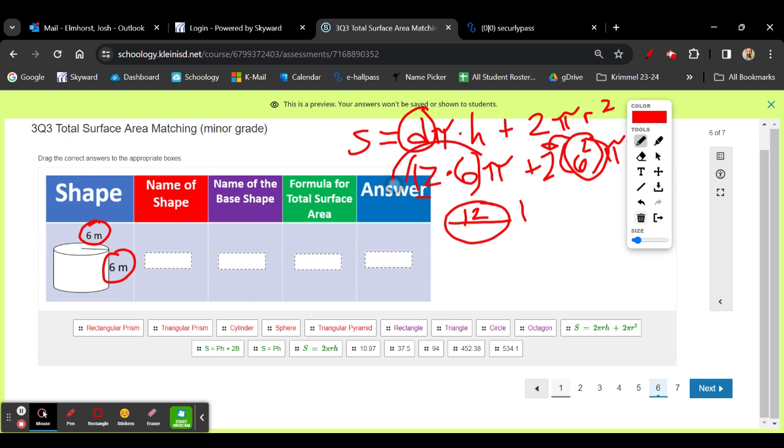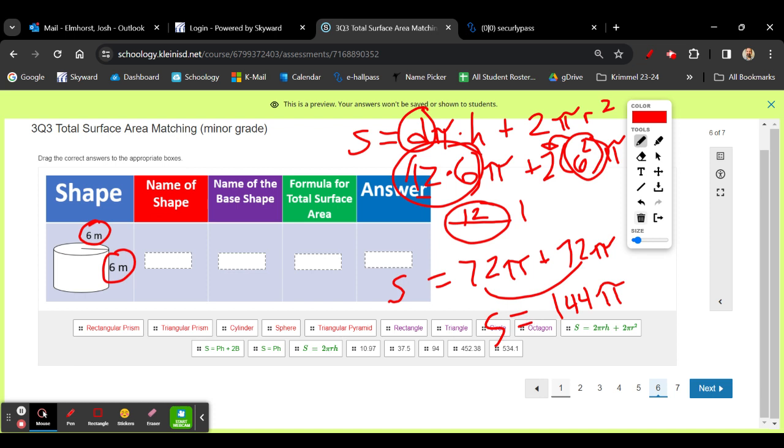So let's put all this together here. So 12 times 6, 72 pi for the lateral surface area. And 36 times 2 is going to give us 72 pi. Now we can put the 72 and the 72 together. So it's going to give us 144 times pi for the total surface area. So we can set that up. So 3.14 times 144.